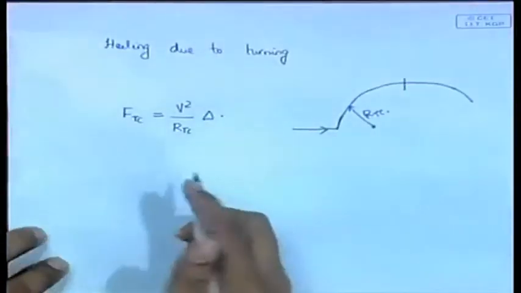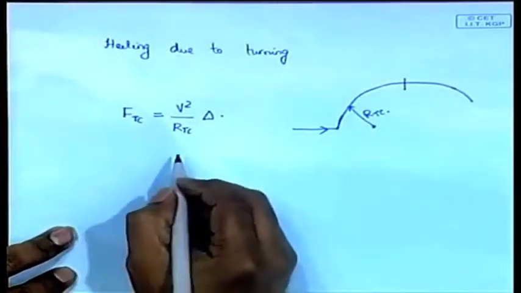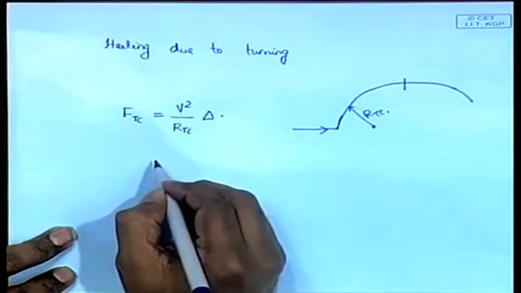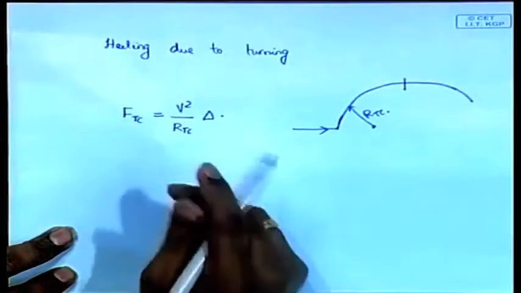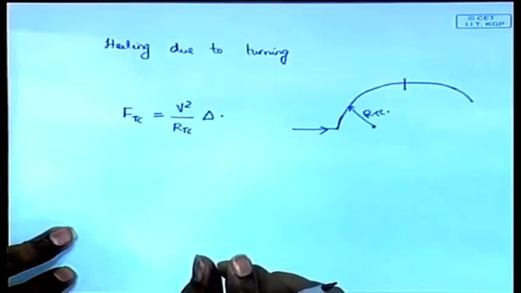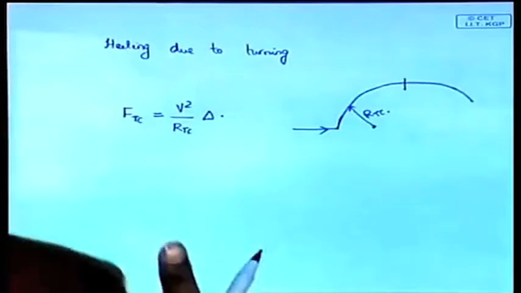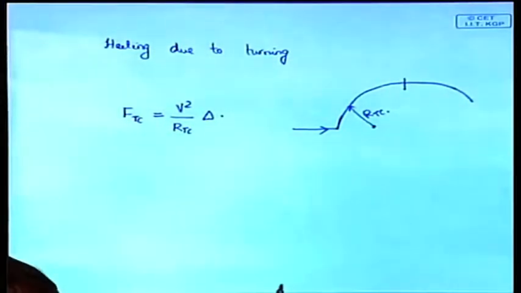Now these things we can easily calculate. First of all, this is the force, and the moment will be the force into the distance between the two forces, that is KG minus T/2. And if it heels, the distance between them becomes (KG minus T/2) cos phi.